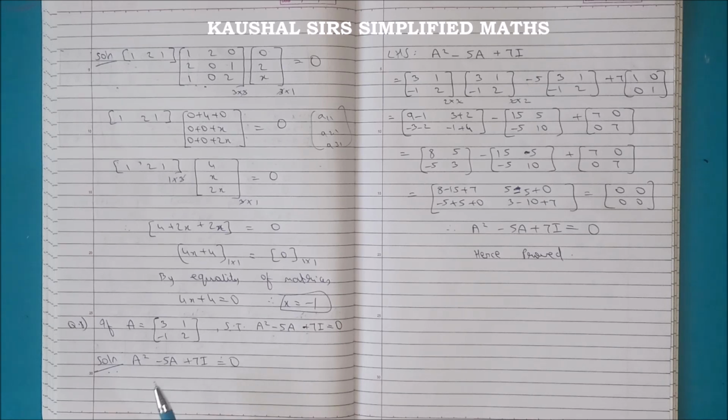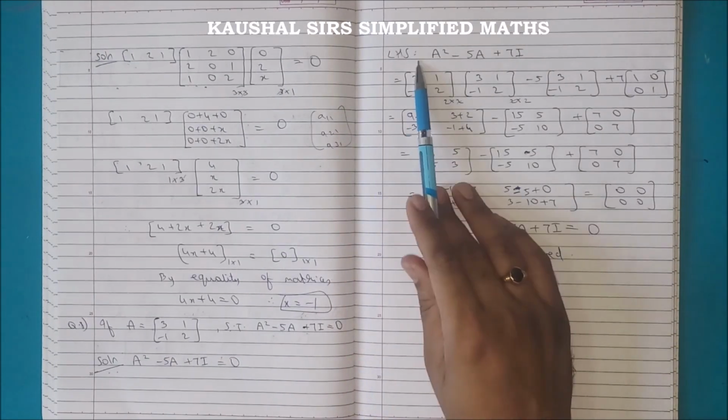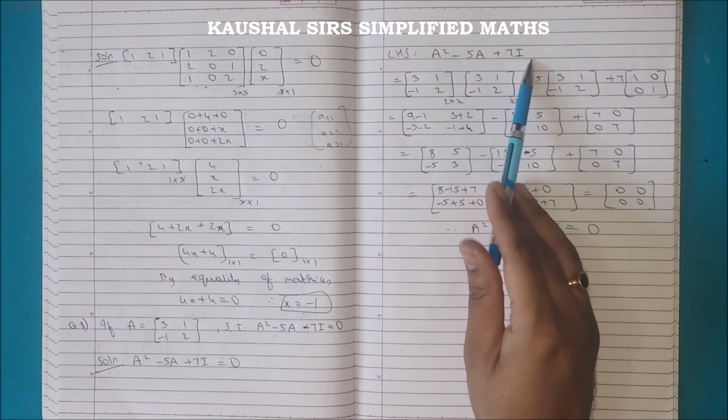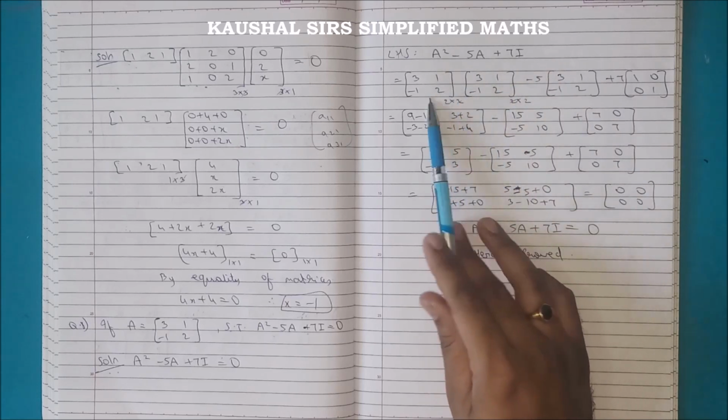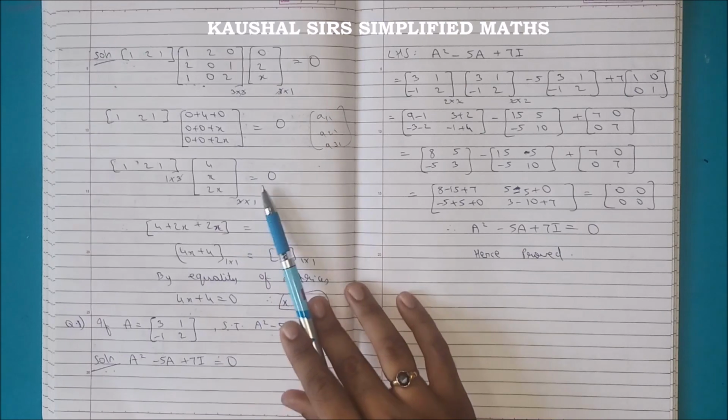Okay, moving to the last question of this lecture. Question number 8. Matrix A is given to us. You want to show that A square minus 5A plus 7I is equal to 0. So students, this must seem very simple to you now. Okay, let's start with the LHS. A square minus 5A plus 7I. A square means what? A into A, minus 5 into A, plus 7 into I.